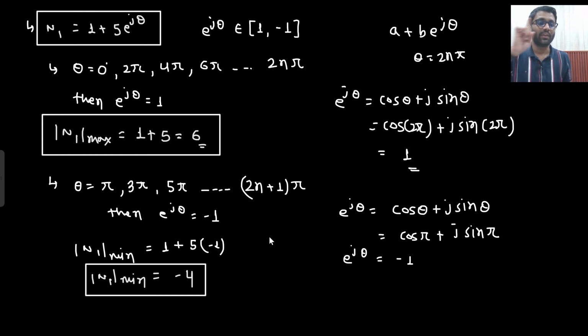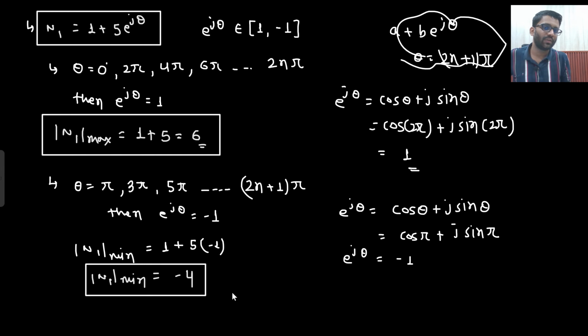And if I ask you, tell me when will you get a minimum value? So what will you say? That a plus b e to the power j theta, minimum could be minus 1, and minus 1 happens when cos becomes minus 1, and cos becomes minus 1 at pi. So pi, 3 pi, 5 pi. That means 2n plus 1 pi. So you are not going to mug up anything, just this conclusion you need to write down.